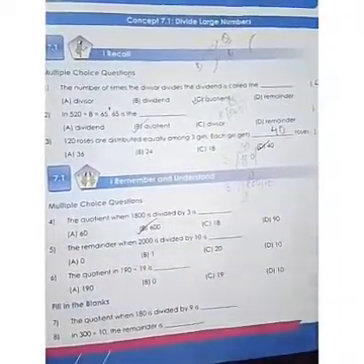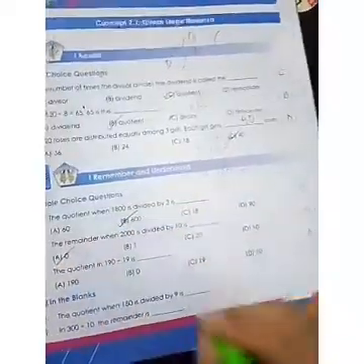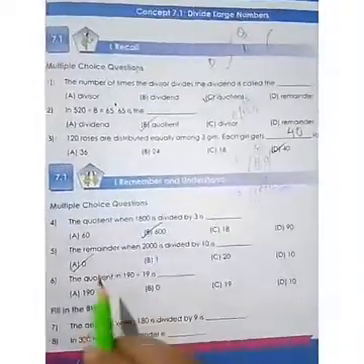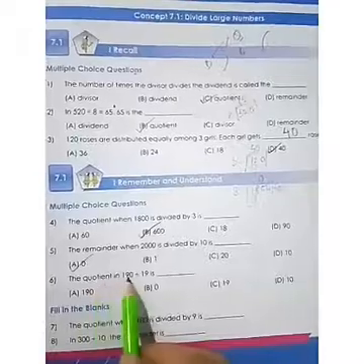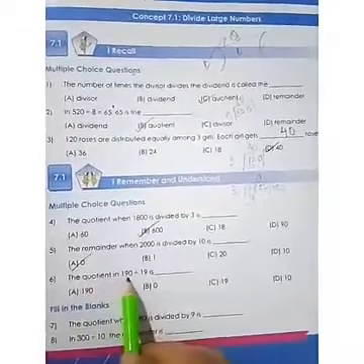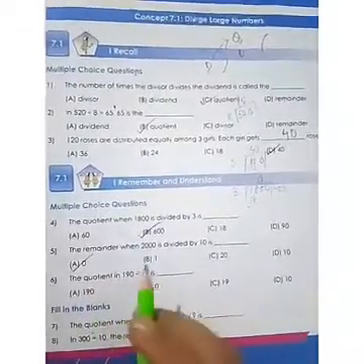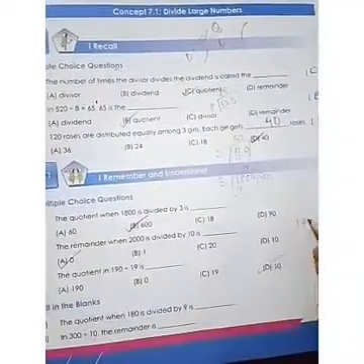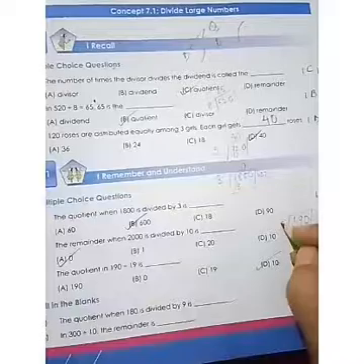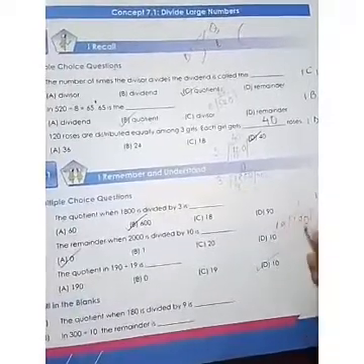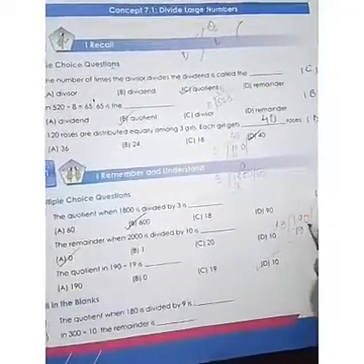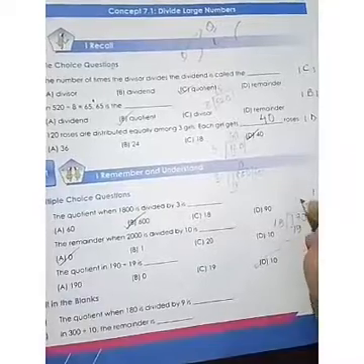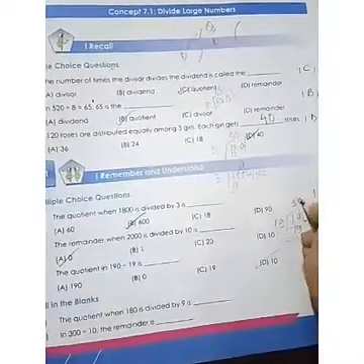Similarly, what is the remainder when 2000 is divided by 10? The remainder will be 0. You can find out the remainder will be 0. Question number 6. 190 divided by 19 is equal to 10. You already know that you divide 190 by 19. 19 ones are 19, and since 0 cannot be divided it will go up. So the answer is 10.